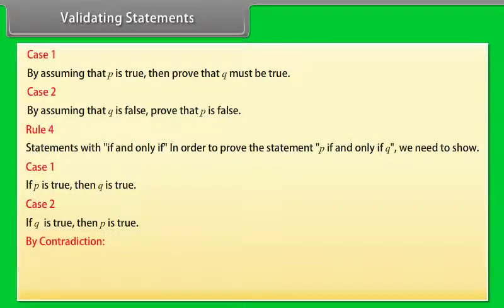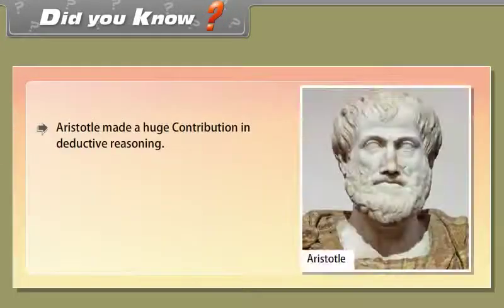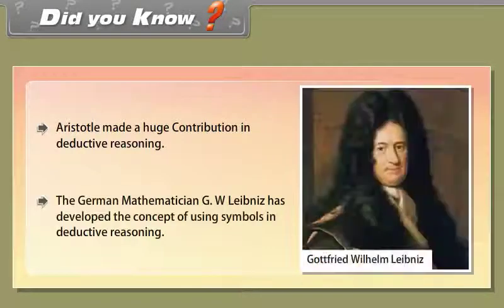By contradiction. In this, we check whether statement P is true or not. We assume that P is not true, that is, the negation of P is true. Then, we reach some result which contradicts our assumption. Therefore, we can say that P is true. Did you know? Aristotle made a huge contribution in deductive reasoning. A German mathematician, G.W. Leibniz, developed the concept of using symbols in deductive reasoning.